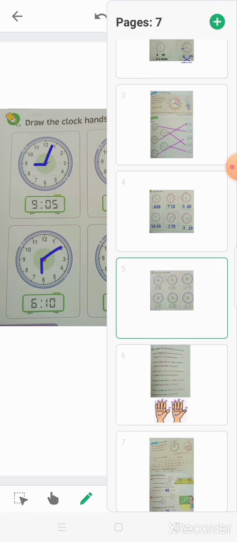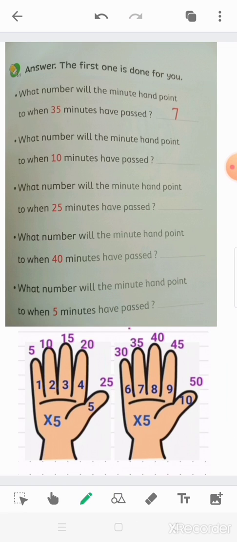One more time. Let's see here. I'll solve this question. Look here. The first one is done for you. What number will the minute hand point to when 35 minutes have passed? We said before, in the clock, we use table 5 or multiples of 5. Let's sing the song until we reach 35.